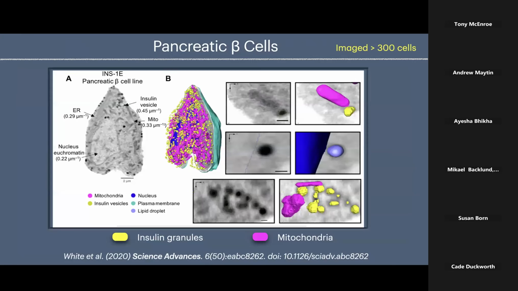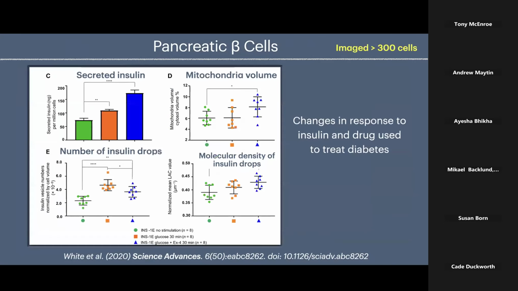Pancreatic beta cells, where we're looking at in quantitative study, again, you can count the number of insulin granules. They have specific lac values that were determined. And you can look at the effects of a drug on the secreted insulin. And so this is a nice assay. You can actually quantify it.